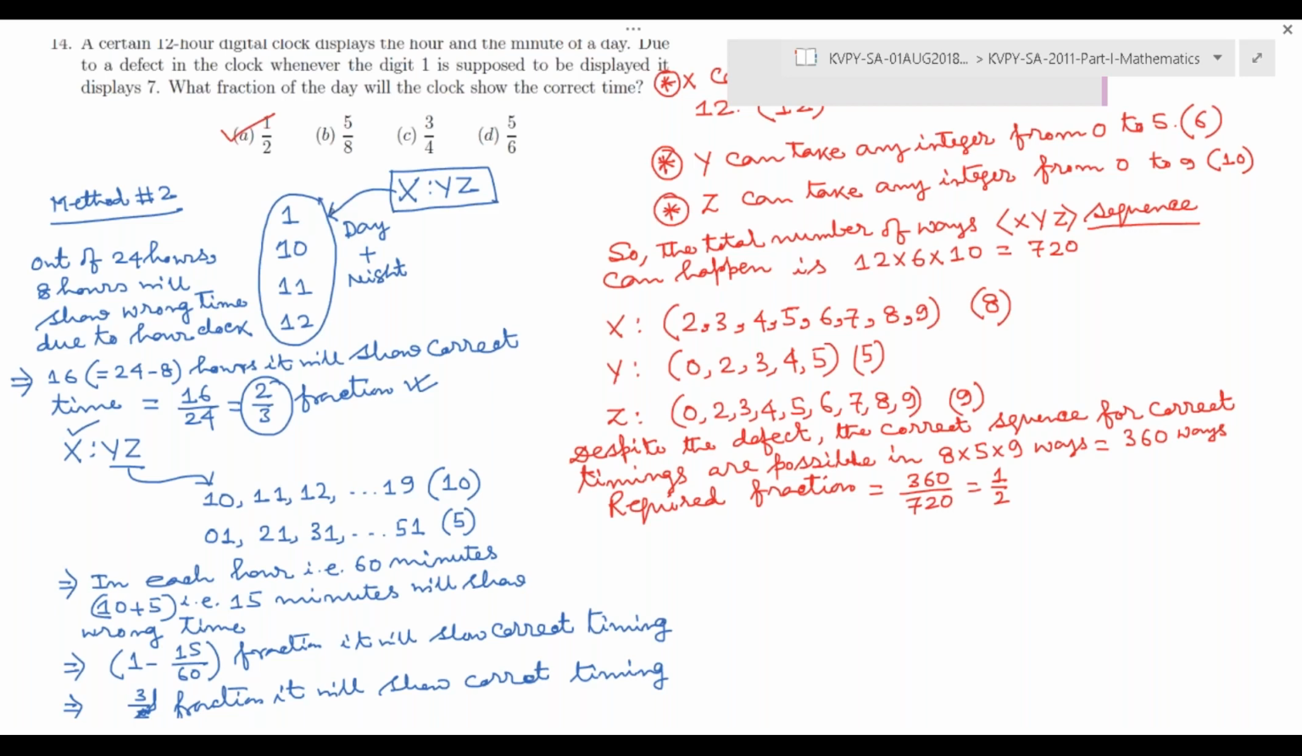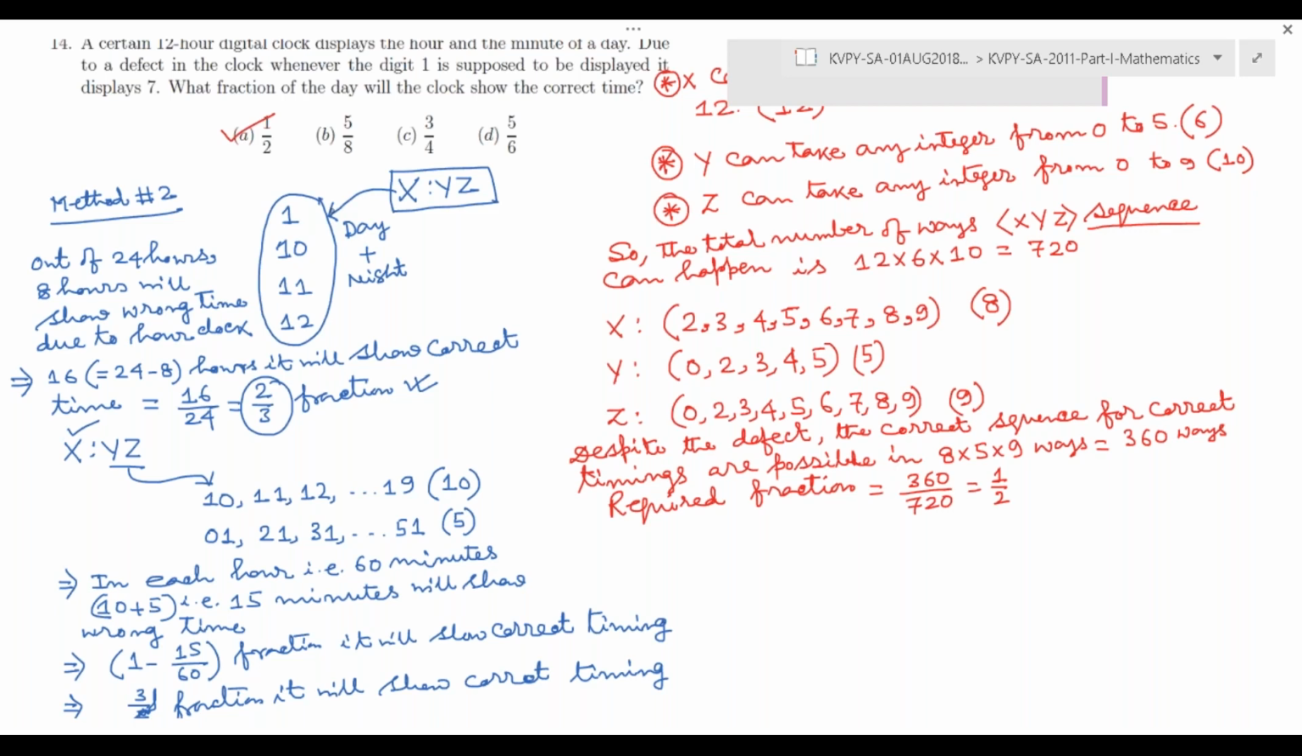Okay, so now for each of these 2 by 3 fraction, Y and Z can also go wrong. How can Y go wrong? Y and Z together can go wrong if it takes the value 10, 11, 12 up to 19. Or it can have 0, 1, 2, 1, 3, 1, 4, 1 and 5, 1. If it takes 10, 11, 12 up to 19, these are 10 in number. And if it takes 0, 1, 2, 1, 3, 1, 4, 1 and 5, 1, these are 5 in number.